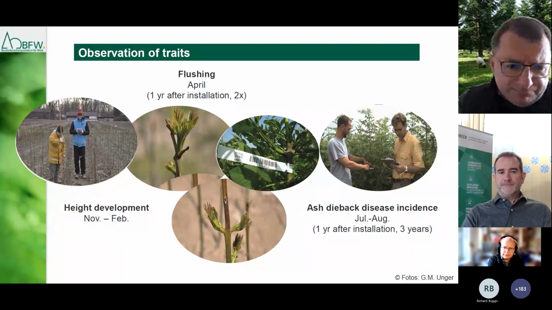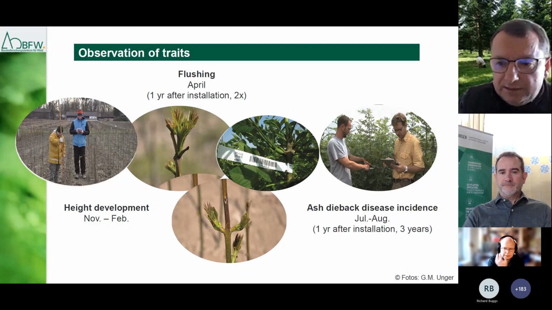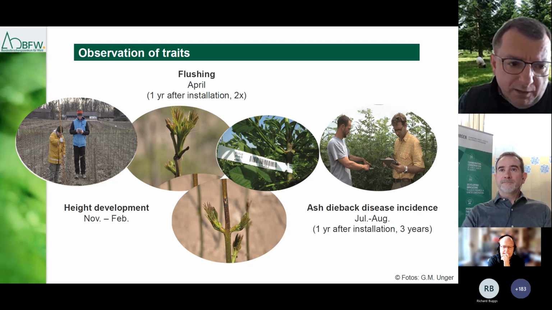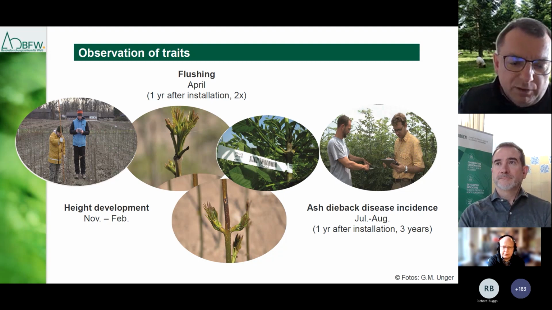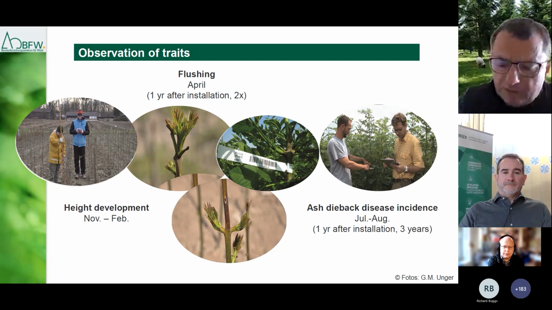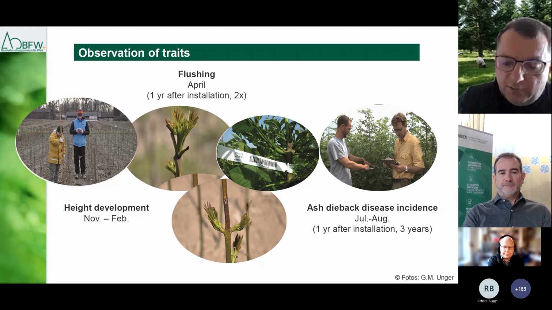Then we observed many traits. Most important, of course, the height development of the seedlings. The flushing behavior was assessed. And then, of course, the Ash Dieback incidence, which was assessed in summer after the first year of growing in the plots. And this was done for all the 35,000 trees, three times for each tree.